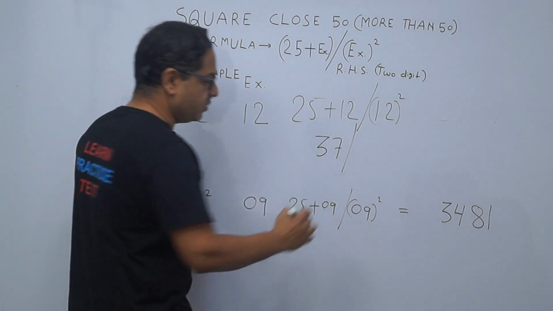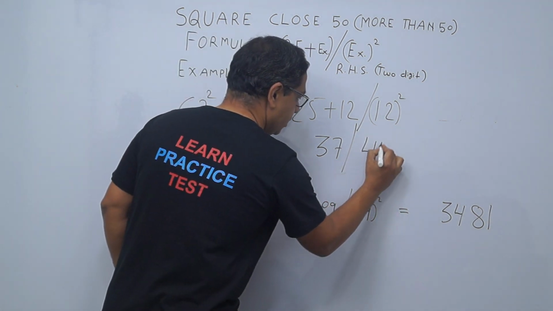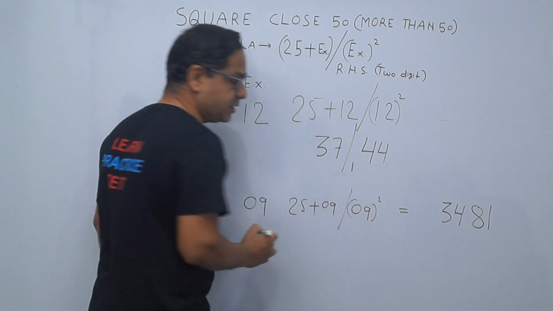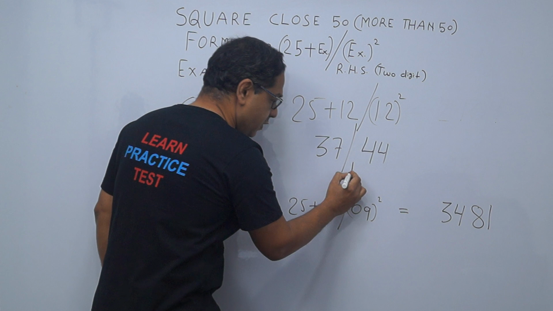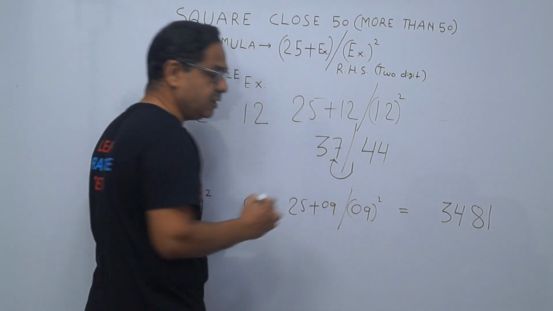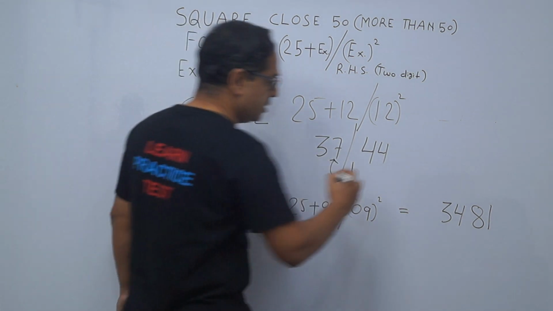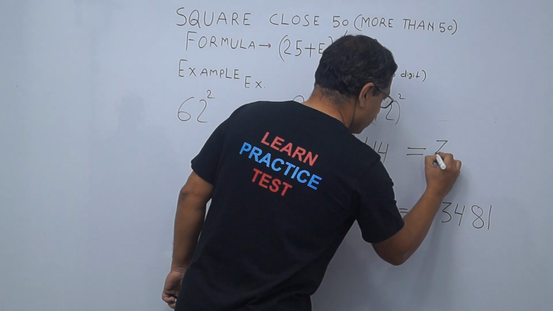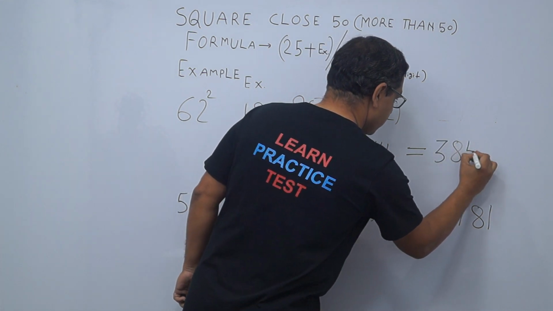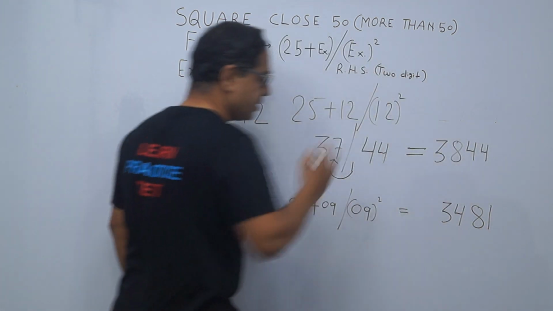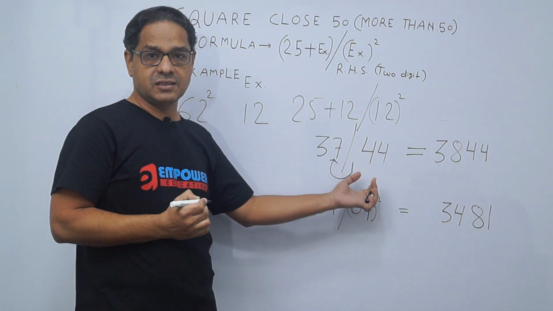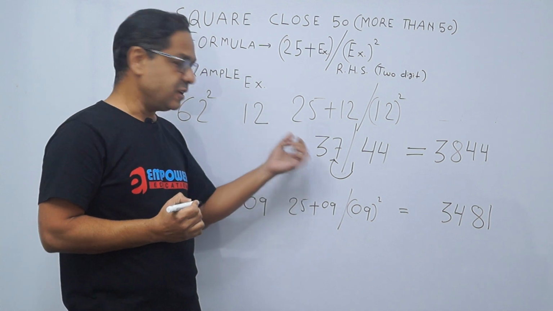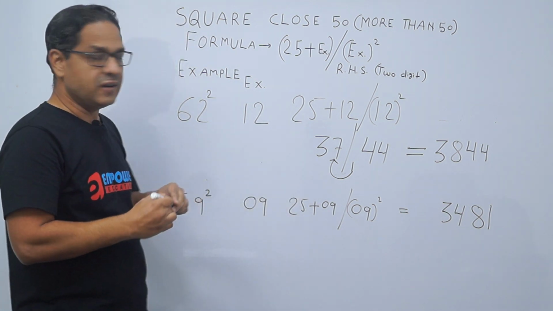On the right side we have 144, but we write only 44 on the right and take 1 as a carryover. We don't write 144 on the right side. We take the 1 carryover and add it to the left hand side, which is 37. So our final answer would be 3844. So friends, you have to take care when the right hand side has 3 digits. You have to take the hundreds place as a carryover and add it to the left side.